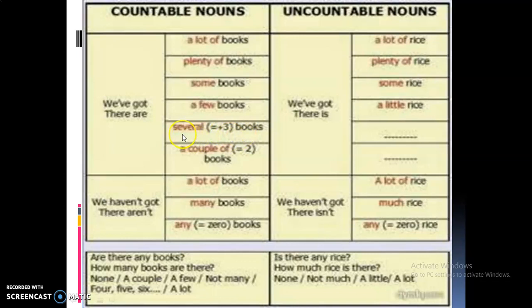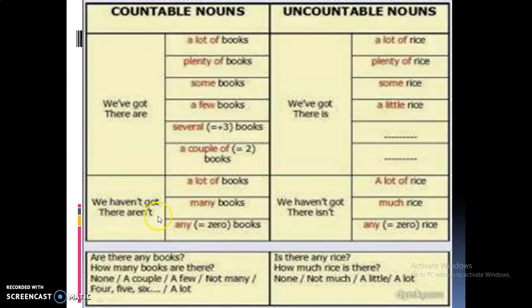So where to use the word several, you must know. You can use several if the object or thing is more than 3. If it is 2, you can say a couple of books. So a couple of books means 2. A lot of books means we have got a lot of books. Many books, you can say many books.